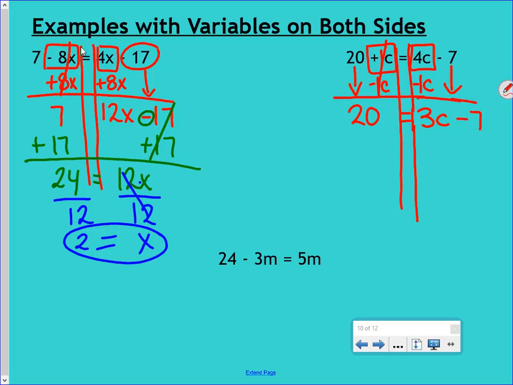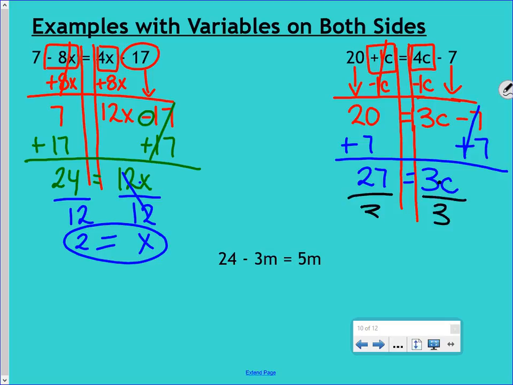Combine like terms. We do not have any like terms to combine. 3c minus 7 we cannot do. So then we move to step 4, undo addition and subtraction. Undo minus 7 with plus 7. 20 plus 7 is 27 equals 3c. Last step, undo multiplication and division. We have multiplication. Going to undo that with dividing both sides by 3. C equals 27 divided by 3 is 9.